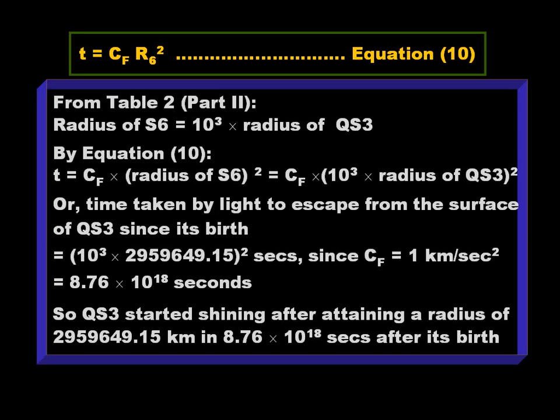From table 2, part 2, radius of S6 is 10 cube into radius of QS3. By equation 10, T is Cf into radius of S6 square, which is equal to Cf into 10 cube into radius of QS3 whole square, or time taken by light to escape from the surface of QS3 since its birth is 8.76 into 10 to the power 18 seconds. So QS3 started shining after attaining a radius of 2959649.15 km in 8.76 into 10 to the power 18 seconds after its birth.